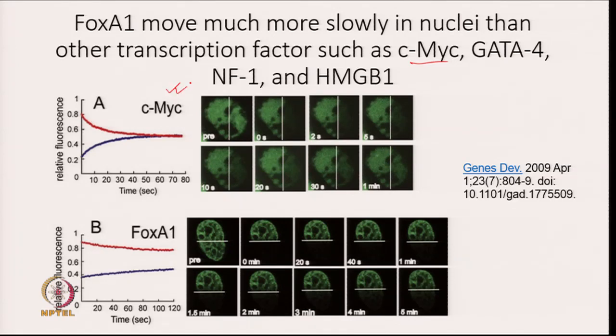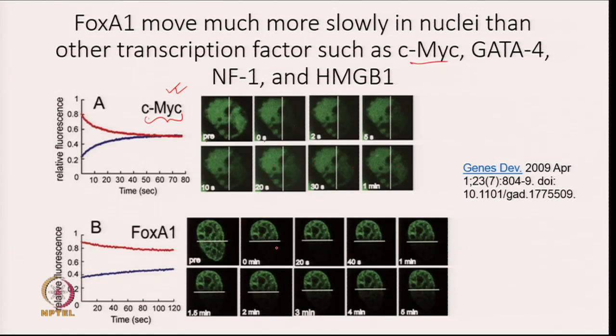Now look at this. Here, the movement of c-Myc has been seen after photobleaching. You can see that this is the pre-treatment, and at 0 seconds you bleach this part, and now you see slowly there is a recovery of the color. Now, the same thing is done with FOXA1.